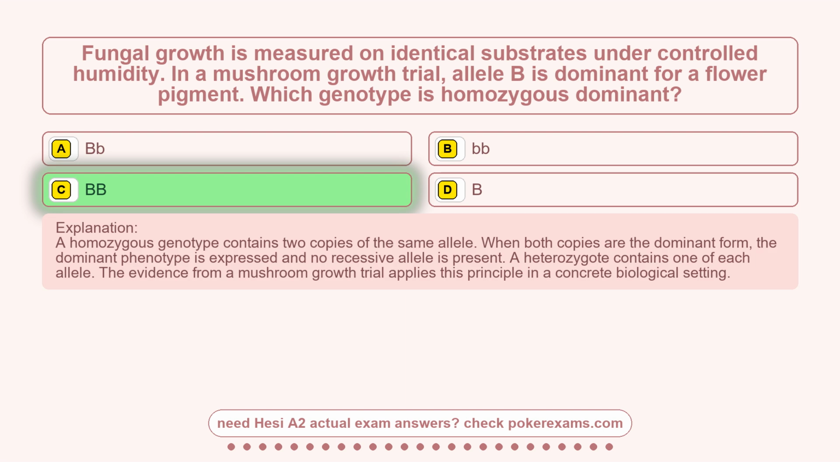A homozygous genotype contains two copies of the same allele. When both copies are the dominant form, the dominant phenotype is expressed and no recessive allele is present. A heterozygote contains one of each allele. The evidence from a mushroom growth trial applies this principle in a concrete biological setting.